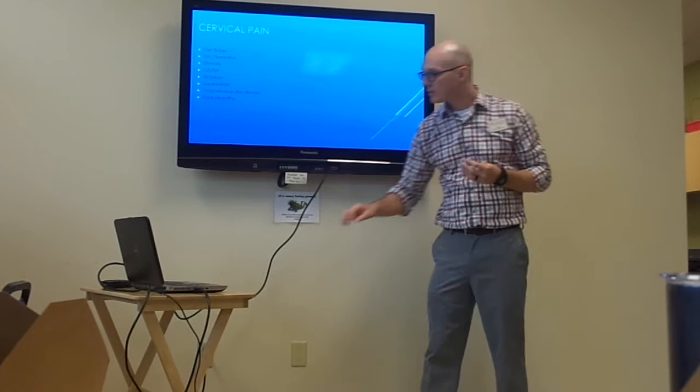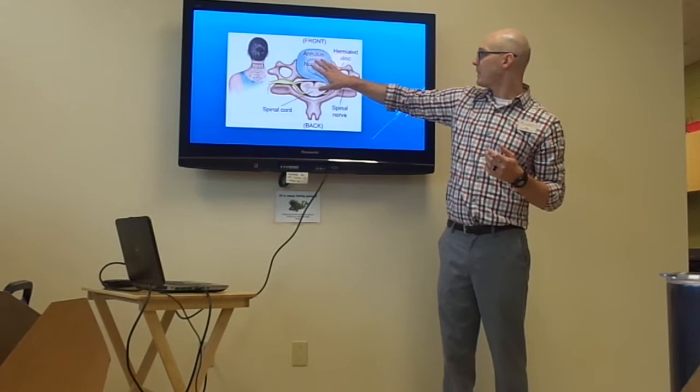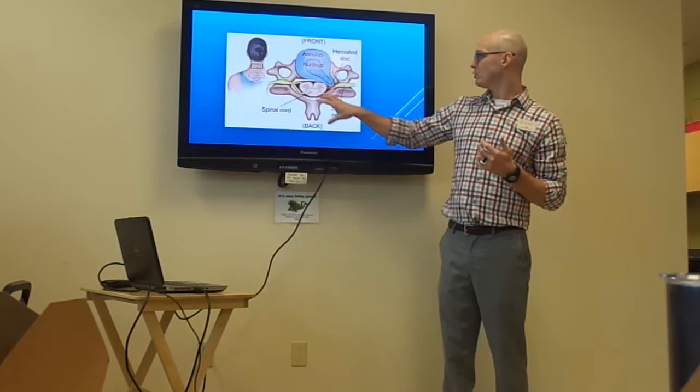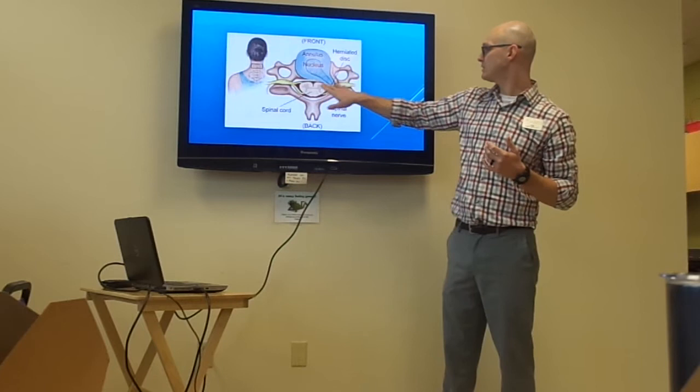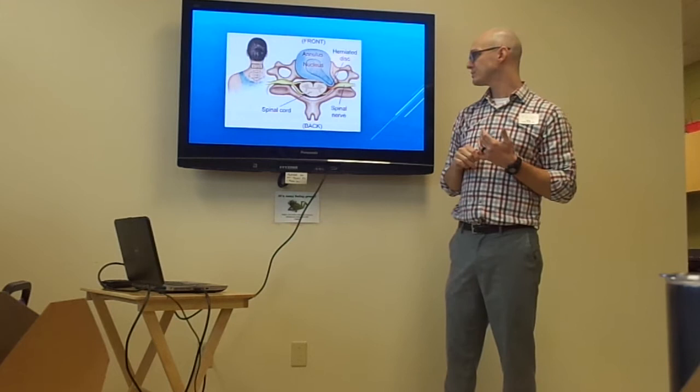So this, if you take out the actual disc bulge to a herniation here, this would be just the whole anatomy of the neck. So this is just one individual vertebrae. The spinal cord's here, you have two nerves that exit, and then you have discs that act as cushions and shock absorption. And this would be the front, and this would be the back of the vertebrae.